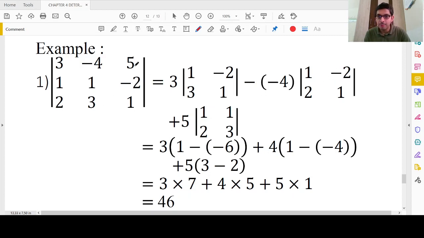And the final third element is 5. So A13, so that will be plus 1. So there is no change in the element. So it will be again deleting first row, third column. So the determinant will be 1, 1, 2, 3.